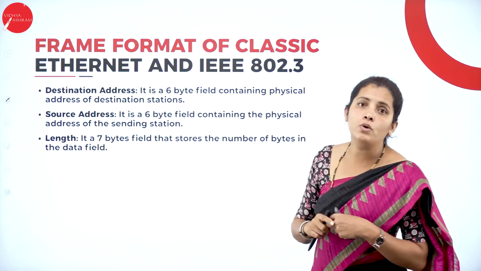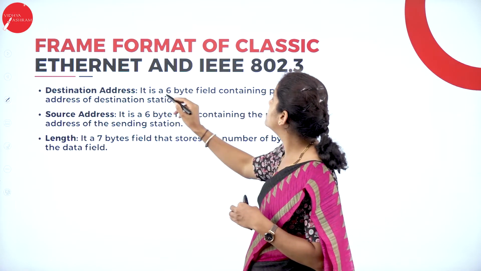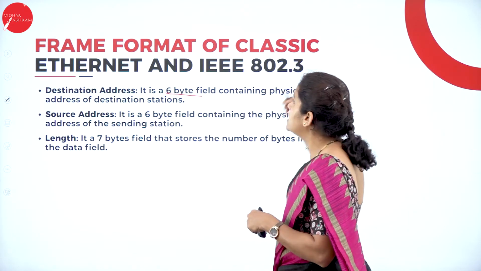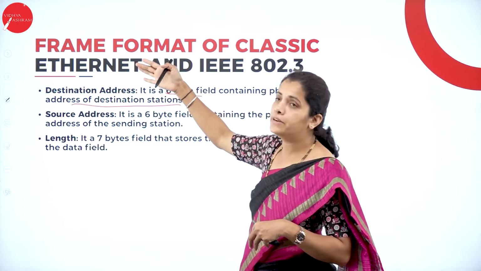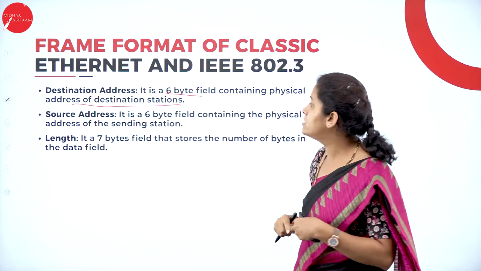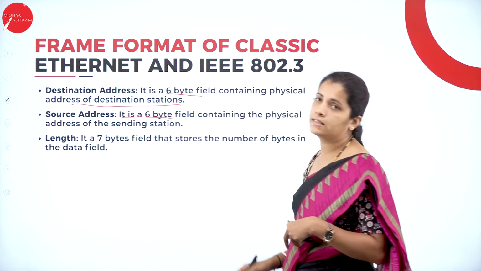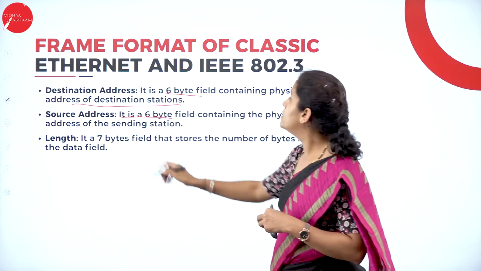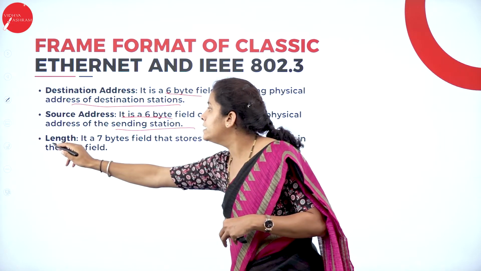Moving further, we are going to get the destination address. Then what is the length of the destination address? Here it is a 6 byte field that contains the physical address of the destination station. That means the name itself indicates that it is going to hold the address of the destination station. And the source address, once again the length here is 6 bytes and it is going to hold the address of the sending station.